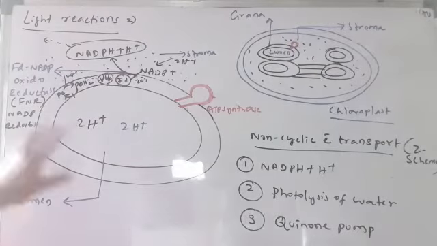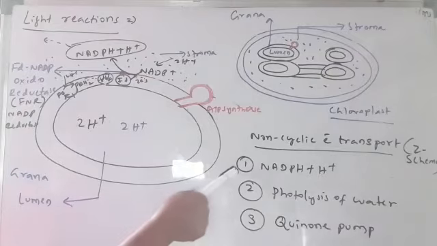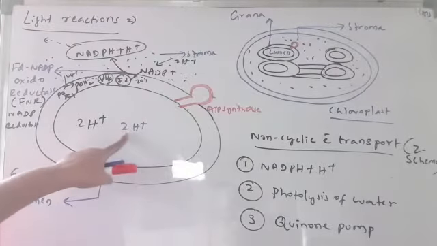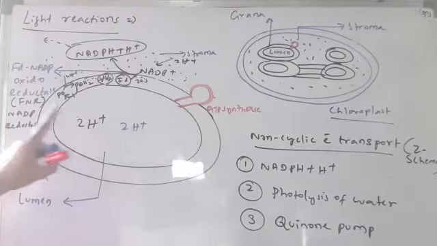So these are all the reasons why protons increased in the lumen. For the formation of NADPH plus H+, protons were taken from the stroma. Because of photolysis of water, protons accumulated in the lumen. Because of the quinone pump, protons accumulated in the lumen.